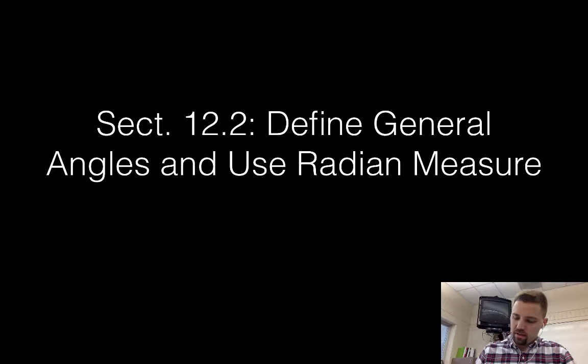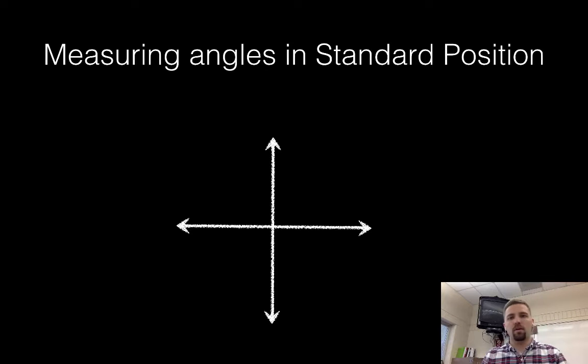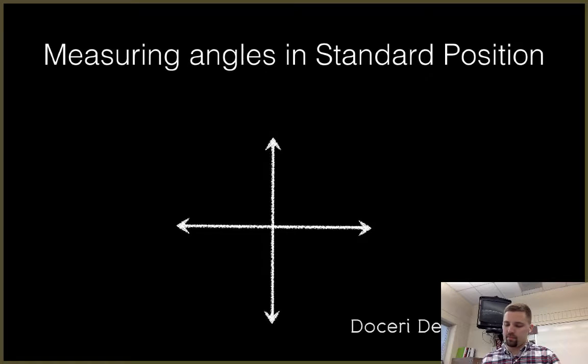Okay, we're going to talk right now about section 2, defining general angles using radian measure. The first thing we need to talk about is measuring angles in standard position. If we have our standard XY plane here, this is the x-axis, this is the y-axis. When we talk about measuring angles from standard position, what we mean is angles are always measured from the positive x-axis, and we call that side the initial side.